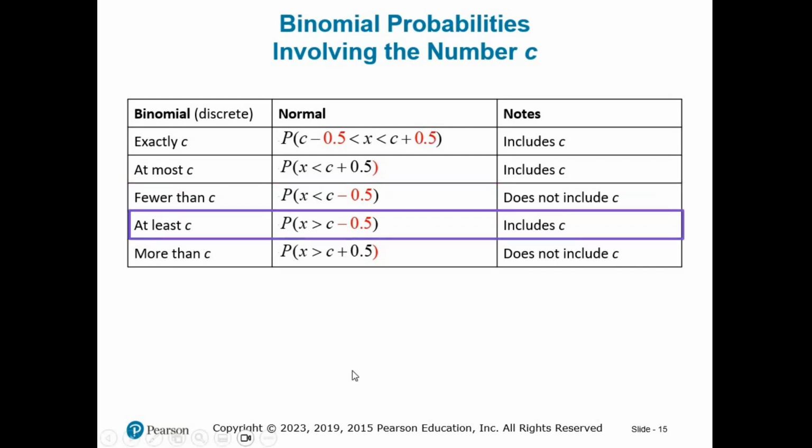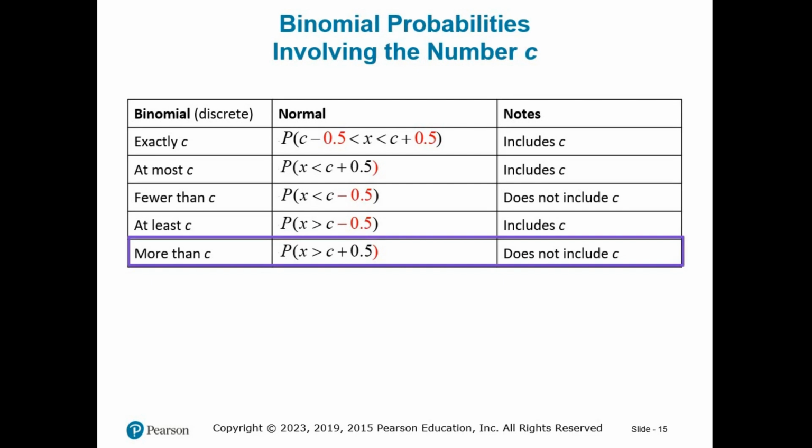If the problem says at least c, it is including c and every number above it. So you want to make sure c is included in the range, so you subtract 0.5 to make sure it's included. If the problem says more than c, it is not including c. So you add 0.5 to effectively include the number above, but not including c.